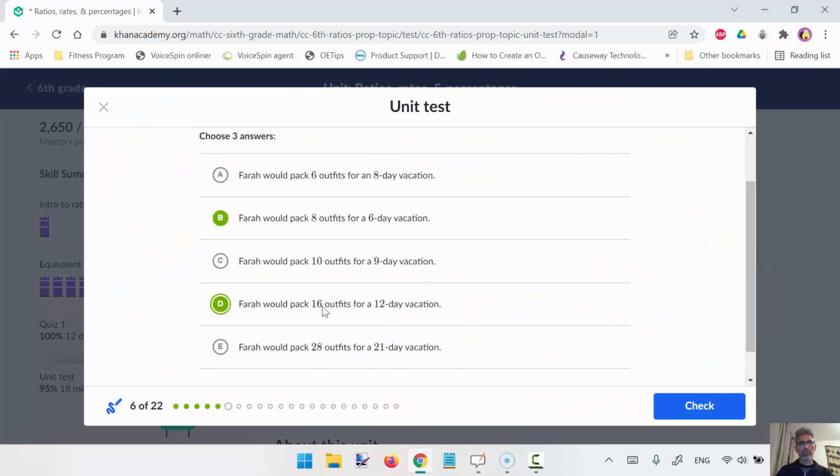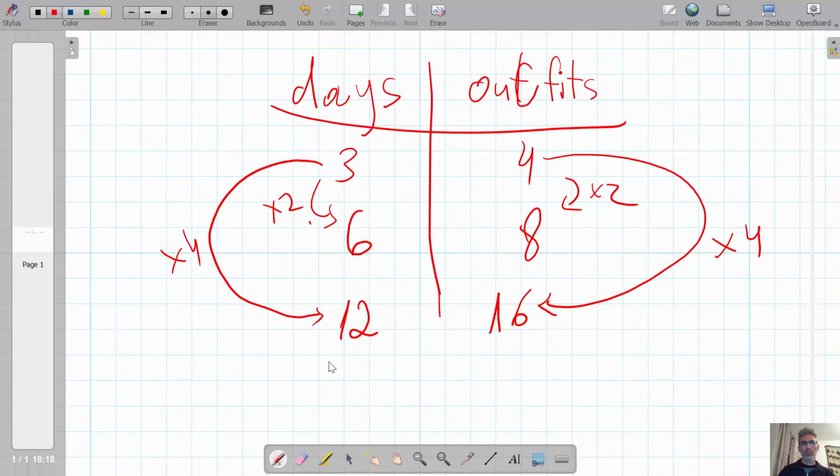12 outfits for a 12-day vacation, and 28 outfits. To go from 4 to 28, we multiply by 7.